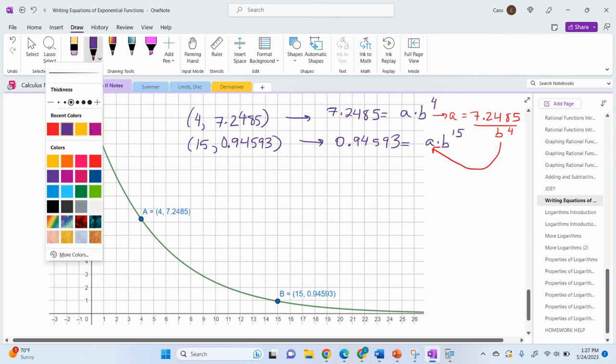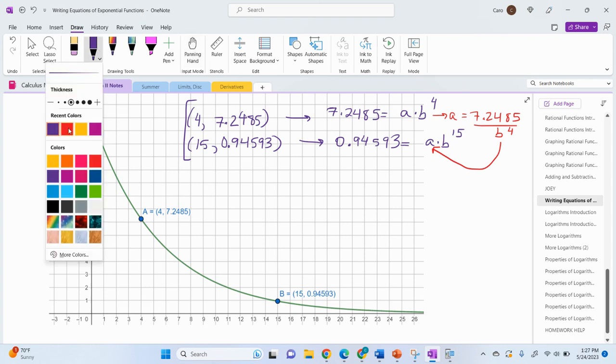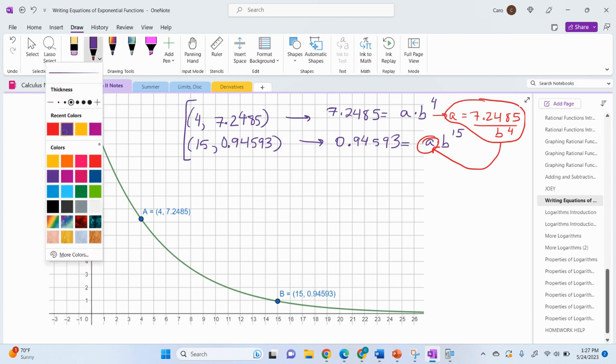I just wanted you to see an example done out where the numbers are not quite as friendly and we have some decimals, because we're going to be doing some problems that are application based where there are more decimals. So same steps as always, you plug in your two ordered pairs, you solve for one of the unknowns, A or B, in one of the equations, plug it into the other equation and continue solving from there.